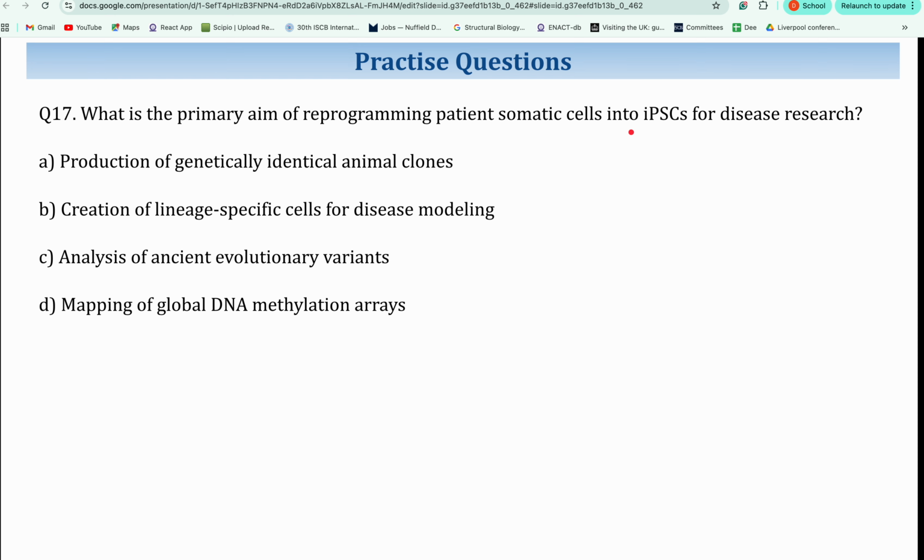So what do you think is the primary aim of these iPSCs for disease research?